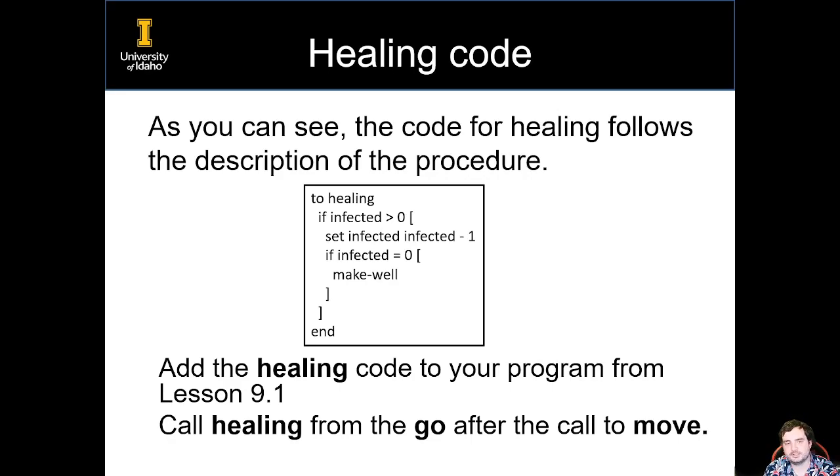So to healing, where if the infected is greater than 0, then we're going to set our infected to be infected minus 1. Whenever we do this, if it makes our infected equal to 0, then we're going to run the make well function. So let's go ahead and add this in real quick.